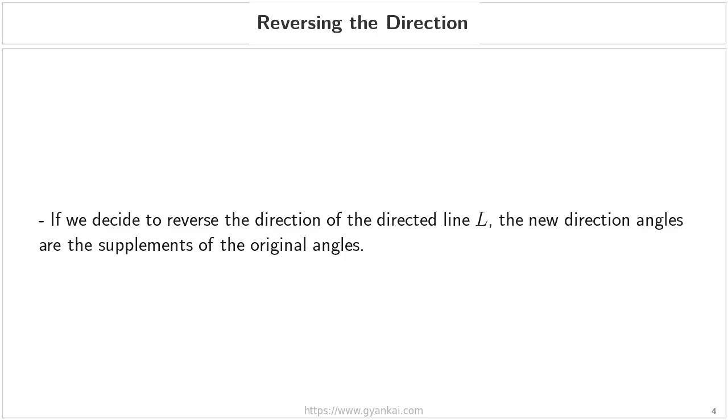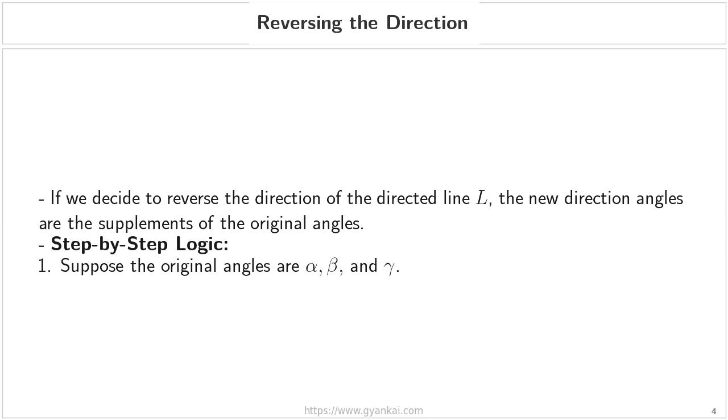Reversing the direction. Now that we understand how a directed line gives us a unique set of direction cosines, let's look at what happens when we change that direction. If we decide to reverse the direction of our directed line, let's call it line L, the new direction angles won't be the same. Instead, the new angles will be the supplements of our original angles. Let me walk you through the step-by-step logic so you can see how this works mathematically.